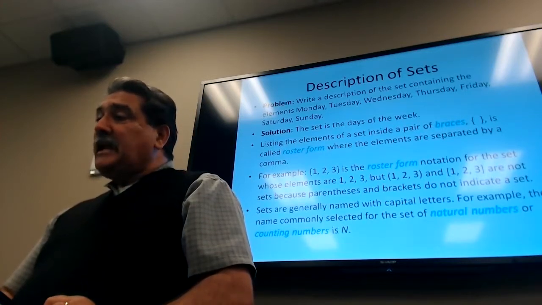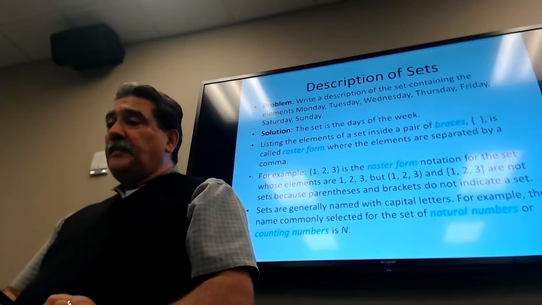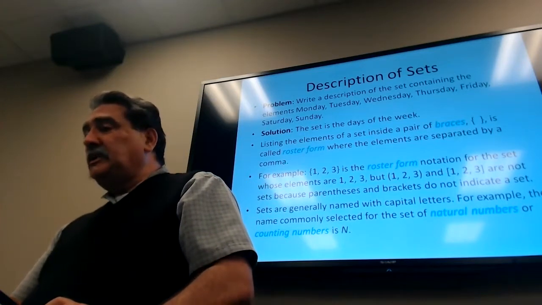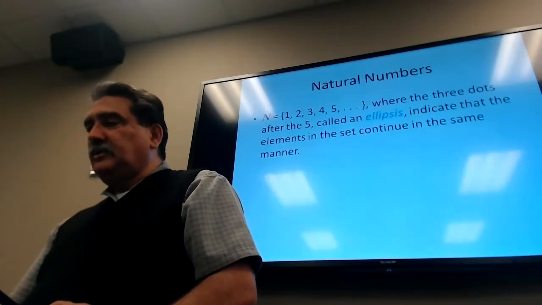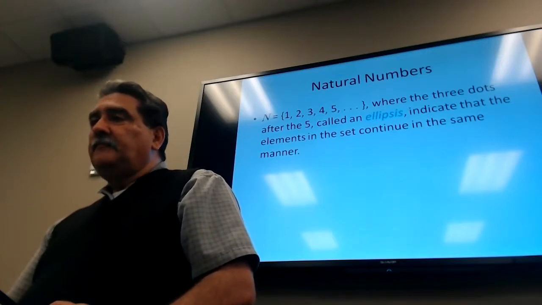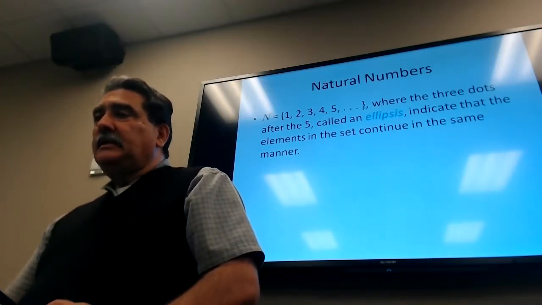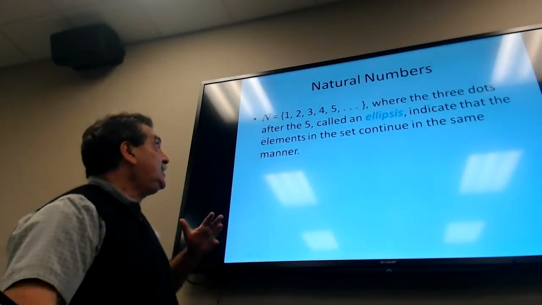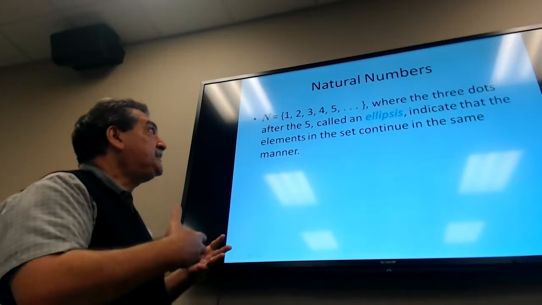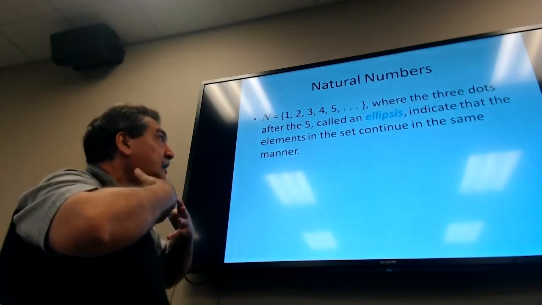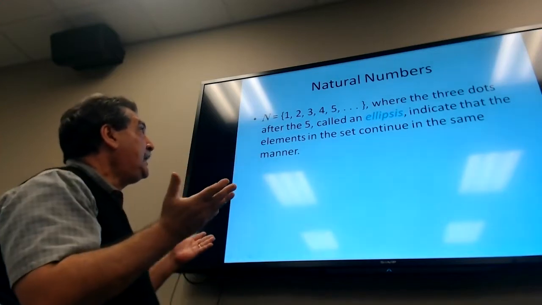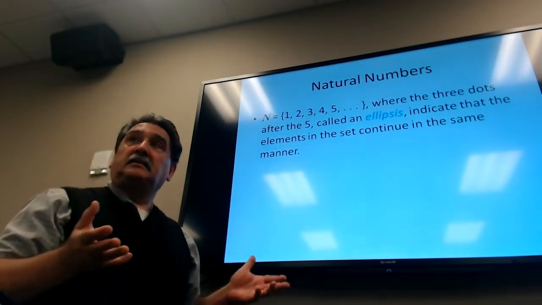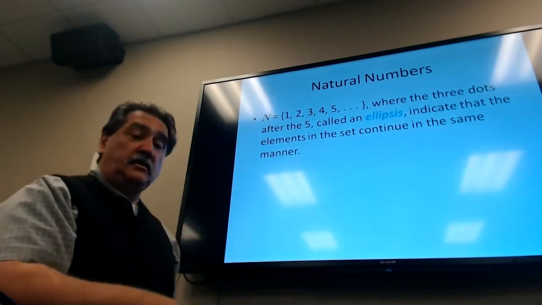Sets are generally named with capital letters. For example, the name commonly selected for the set of natural numbers or counting numbers is N, for natural numbers, which is easier. So you have here capital N, and then the braces: 1, 2, 3, 4, 5. The three dots after 5, called an ellipsis, indicate that the elements in this set continue in the same manner. You can look at the pattern, and it's very easy. What would be the next number? 6, 7, 8, 9, 10, and so on.